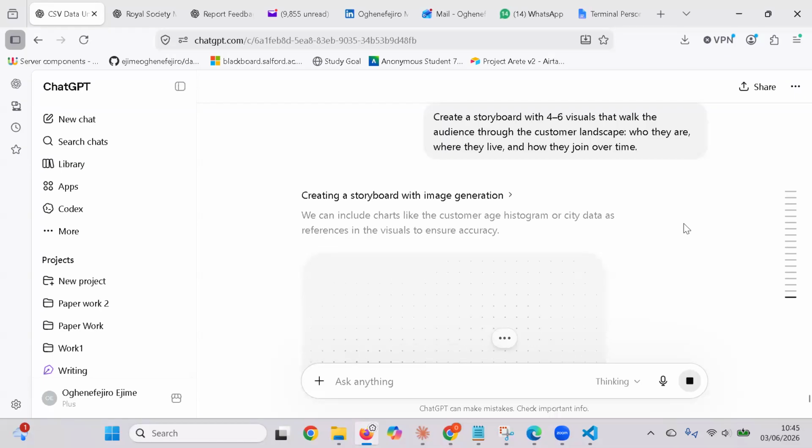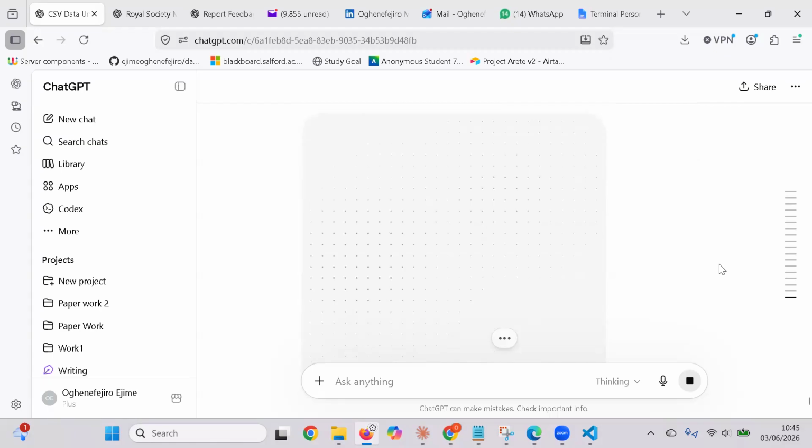And this is the last prompt, which we are doing what? We are creating a storyboard with 4 to 6 visuals that walks the audience through the customer landscape. Let's just give it a second.